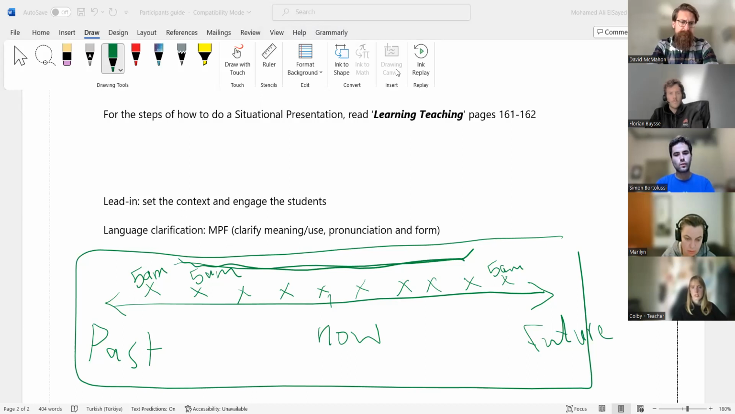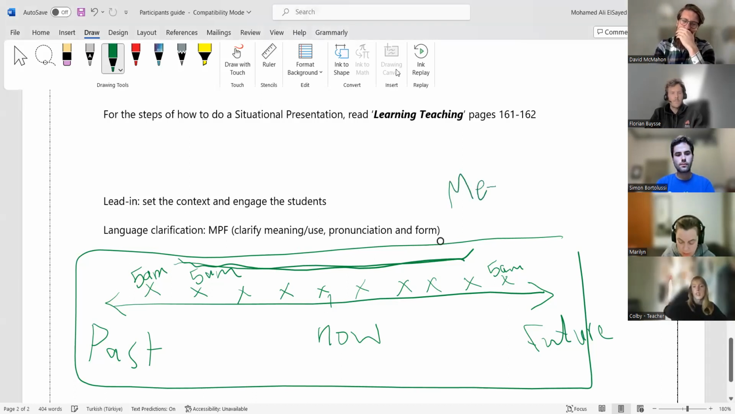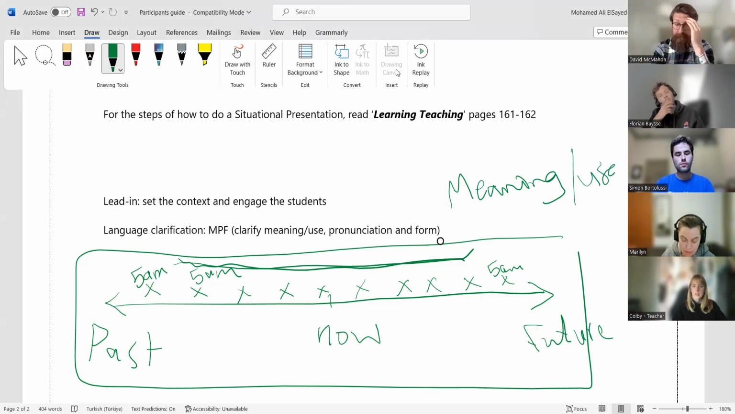Okay. Meaning, or in our case here, meaning and use. So what aspect comes after the meaning in the language clarification stage? We clarify something else after we clarify the meaning and check understanding. Pronunciation.